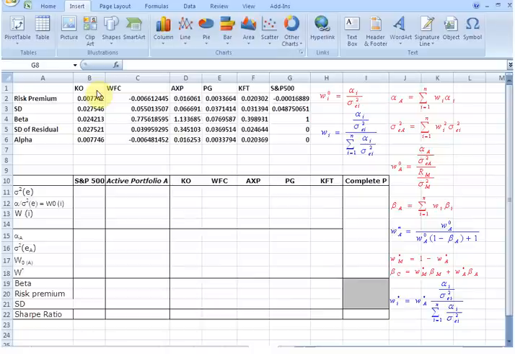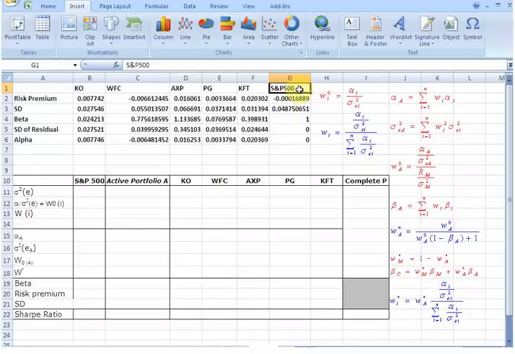The data comprise of monthly stock prices from February 2011 to January 2012 for 5 stocks in the active portfolio. Number 1, Coca-Cola. Number 2, Wells Fargo. Number 3, American Express. Number 4, Procter & Gamble. And number 5, Kraft Foods Incorporation. We also have the S&P 500 monthly closing values, which have been used to compute the return on the passive portfolio.